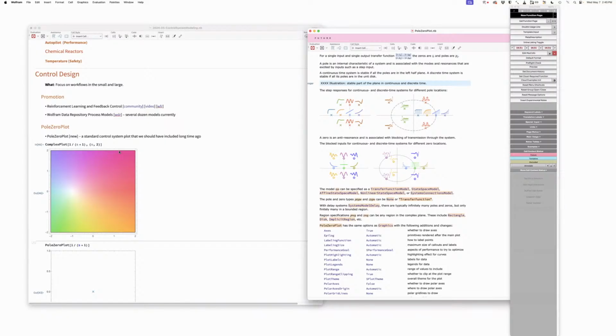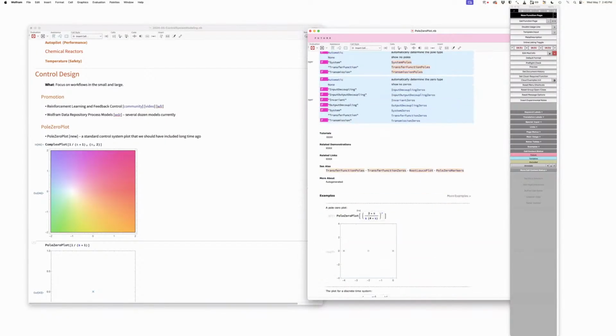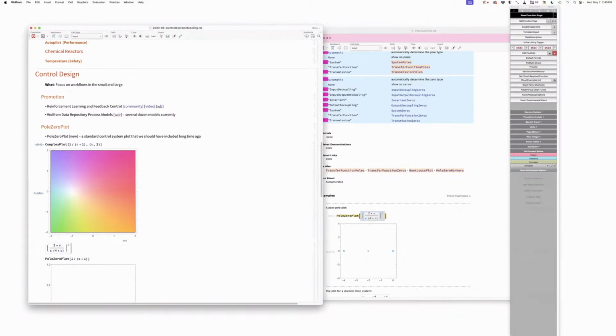Let me try it. If I take this thing, that's a transfer function, right? And now I say complex plot, how do I get out the transfer function there? Just tell me one way to do it. Just give it an argument S here. Yes.